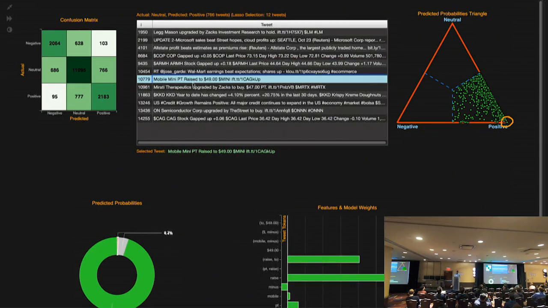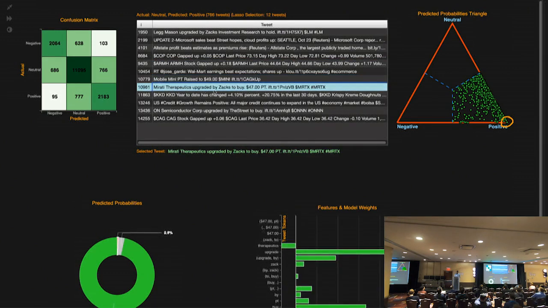There is a price target raised to 49. There is an upgrade. So all these look like positive tweets, and the model seems to be doing the right thing. And the way we found out these data issues is by zeroing in on these tweets where the model is assigning a very high positive probability. So, once we fix these data issues and retrain our models, the performance will definitely improve.